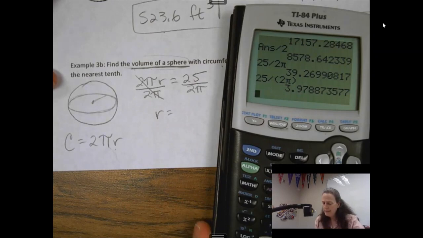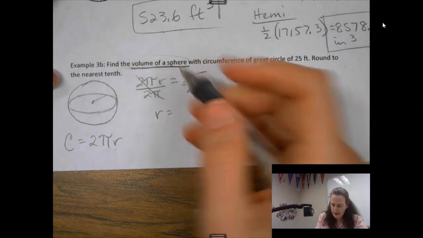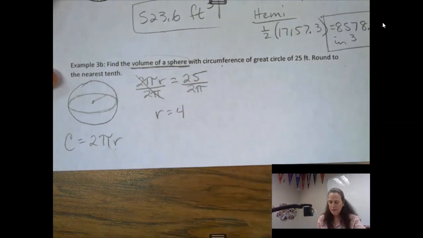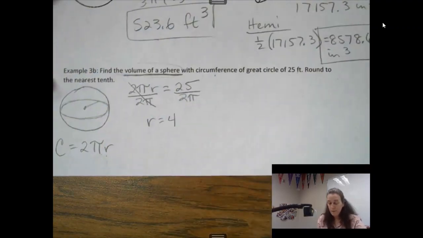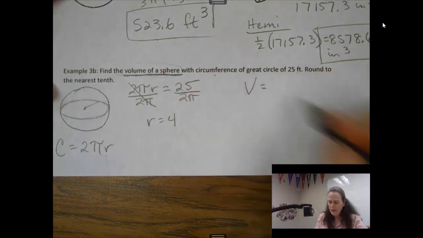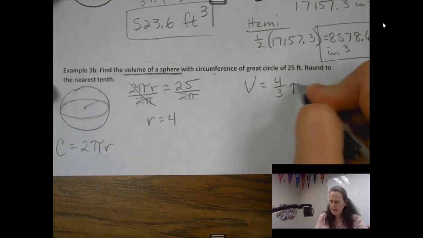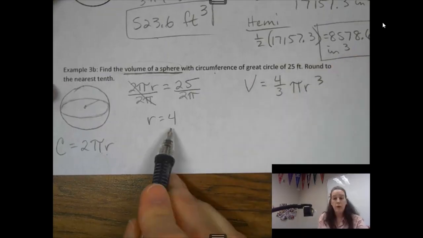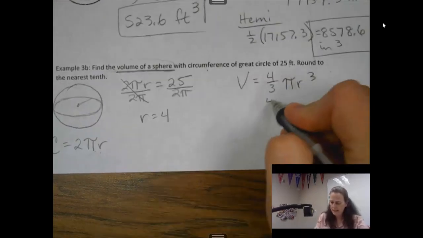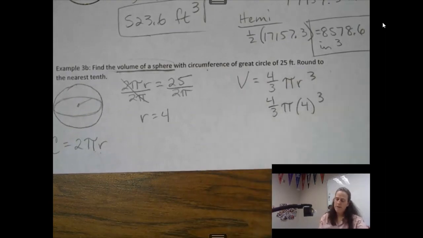Okay, 3.97. If I round that, we would just get 4 if we're rounding to tenths. So I'm going to go ahead and do that. Rounding to tenths, that number comes out to be 4, which we like working with a radius like that, right? Okay, to find the volume, 4/3 pi r cubed, and we know what r is now. What is that radius? Pi 4 cubed.